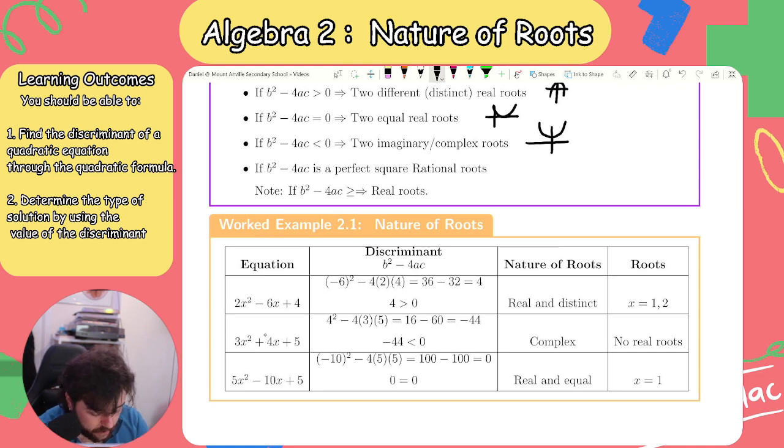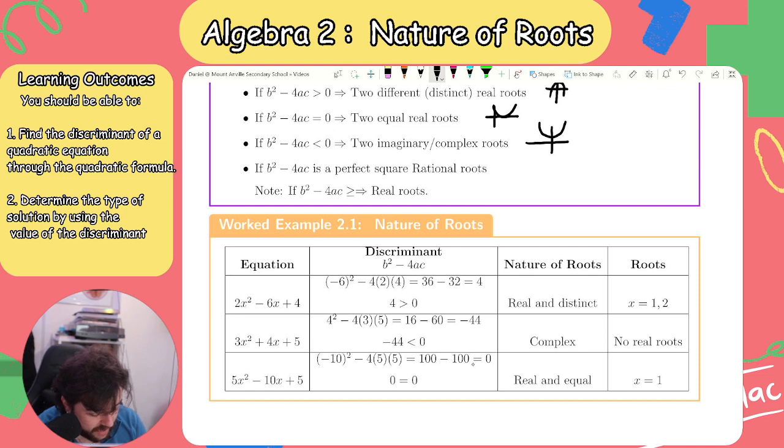3x squared plus 4x plus 5. Well, if I sub it in, b is 4, a is 3, c is 5. I sub it all in, I'm going to get minus 44. Well, minus 44 is less than 0, so therefore I'm going to have complex roots, right? So no real root, so I have no actual proper solution for it. It doesn't cross the x-axis. Here, 5x squared minus 10x plus 5, a is equal to 5, b is minus 10, c is 5.